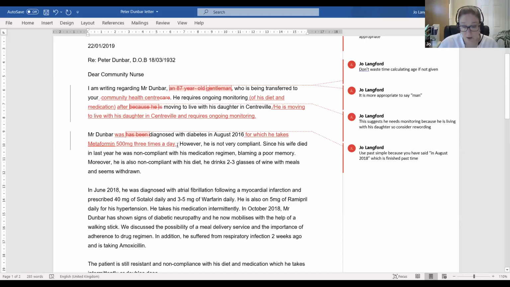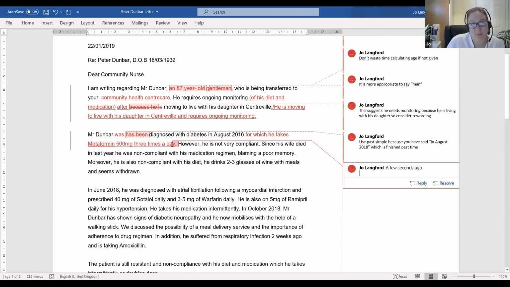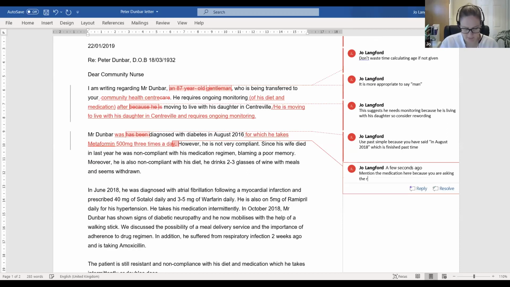So why do you need to include this medication? You need to include it because you're asking the reader to monitor his compliance to it. So they need to know the details. So mention the medication here because you are asking the reader to monitor this. It is directly related to the purpose of the letter and the care to be given. So they need to know what it is.